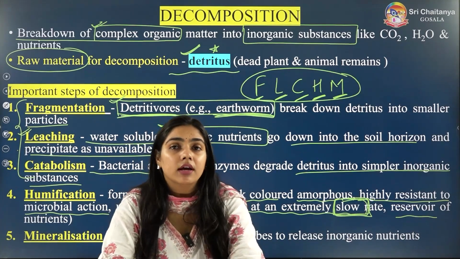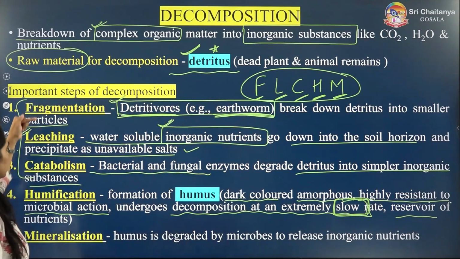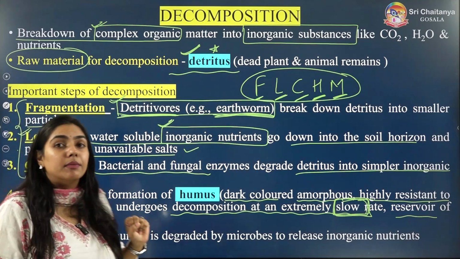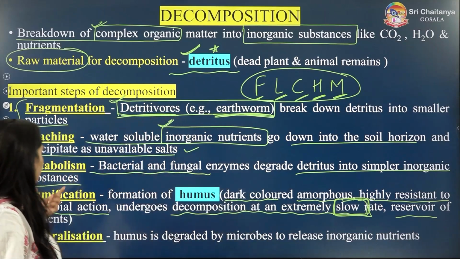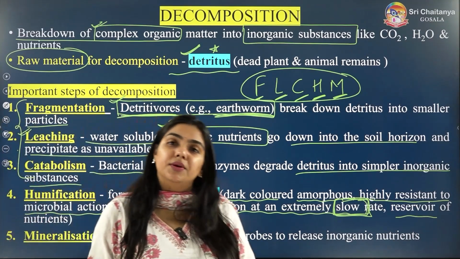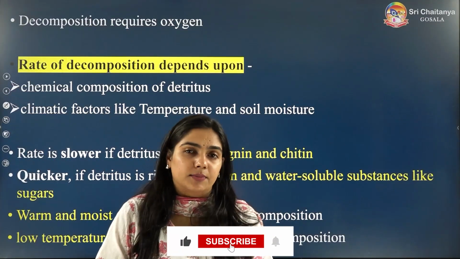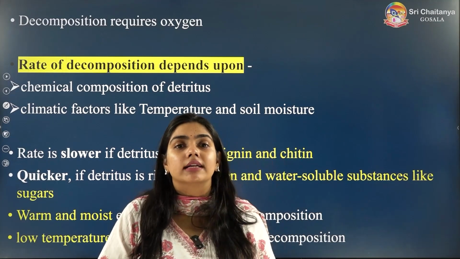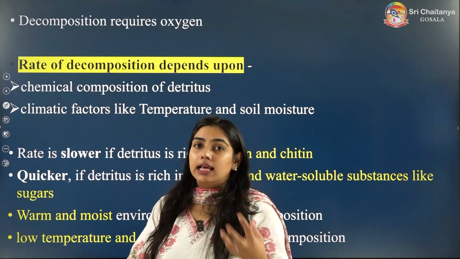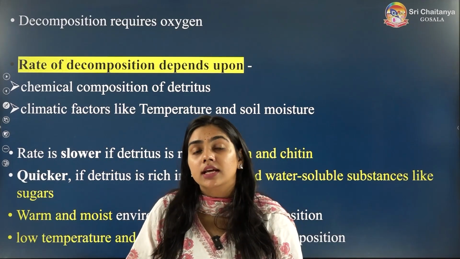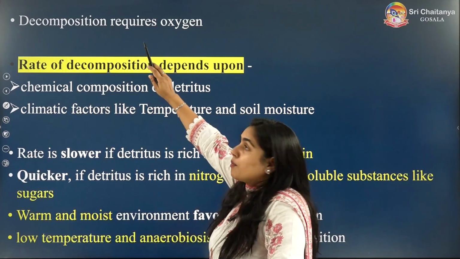So remember all the processes with the help of PHYLUM. Fragmentation, leaching and catabolism occur simultaneously on detritus. Remember, detritus is the raw material. Then occur humification and mineralization. The process of decomposition occurs in 5 steps. Now, the whole process requires oxygen. Without oxygen, decomposition cannot occur. If there is less oxygen or anaerobic condition, then the decomposition will become very, very slow. So that is a very important point.